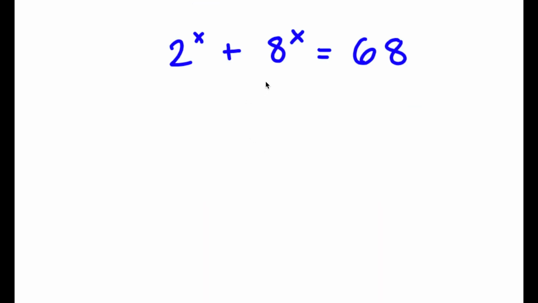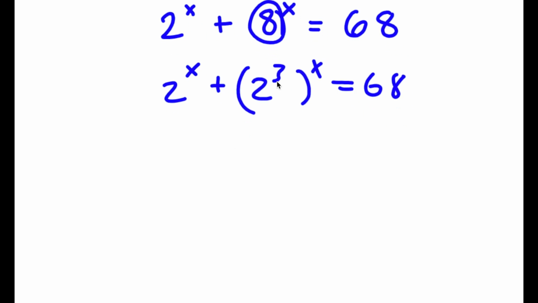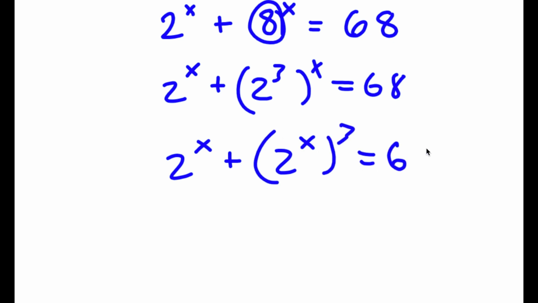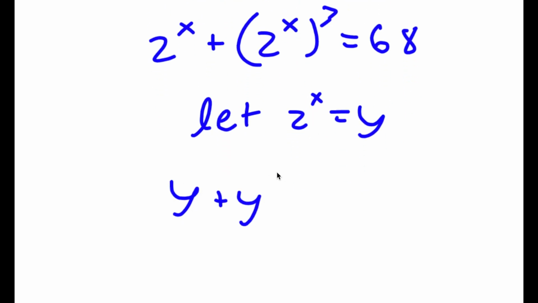Alright, so in this problem, I have 2 to the power of x plus 8 to the power of x equals 68. So now first we write 8 as 2 to the power of 3. So now I have 2 to the power of 3 to the power of x is equal to 68. And I can actually switch these two. So I get 2 to the power of x plus 2 to the power of x, to the power of 3, is equal to 68. Now I'm going to let 2 to the power of x equal to the variable y. So now I have y plus y to the power of 3 minus 68 is equal to 0.